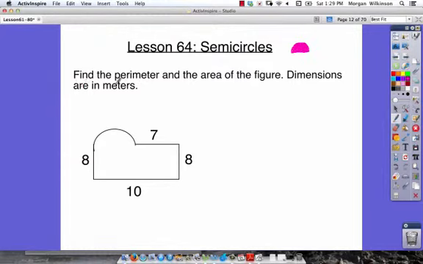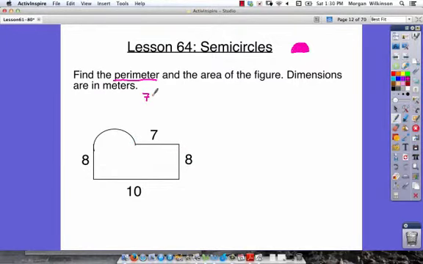Now, find the perimeter and area of this figure below. Dimensions are in meters. And you can see we have a semicircle up top. Now, in order to do this problem, we're going to find the perimeter first. And we know perimeter is the distance around the outside edge of a shape. What we're going to do is add up all the straight pieces first.